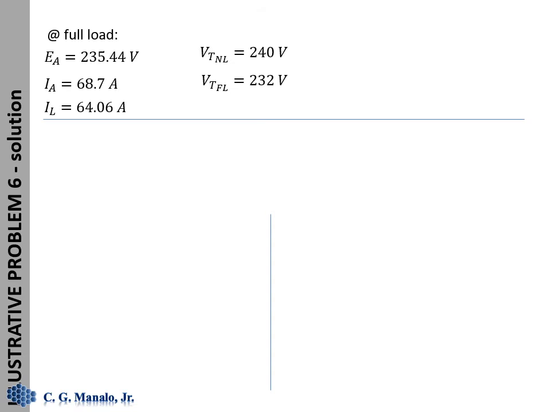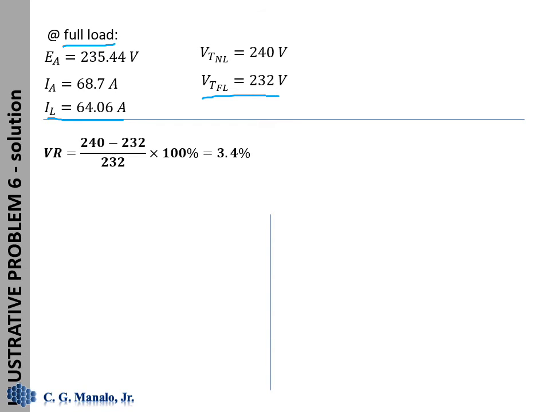Okay, so earlier we have these quantities for E sub A, I sub A, and I sub L at full load. This is for illustrative problem number 5. You could check the video for self-excited DC generators. So we have these values earlier, and the no load and full load terminal voltages are also given in that problem.